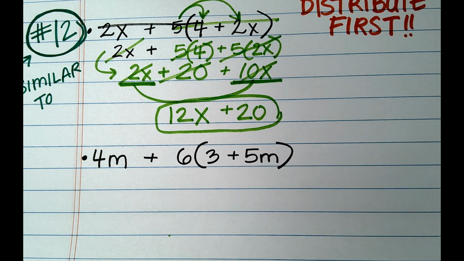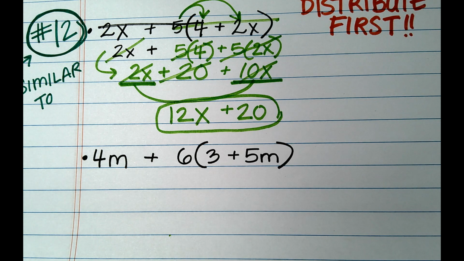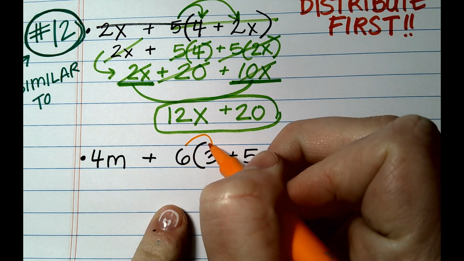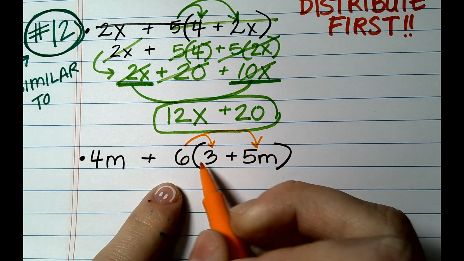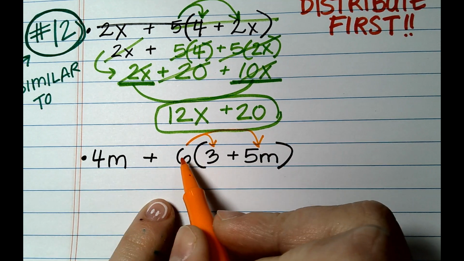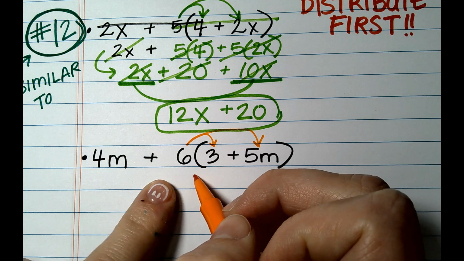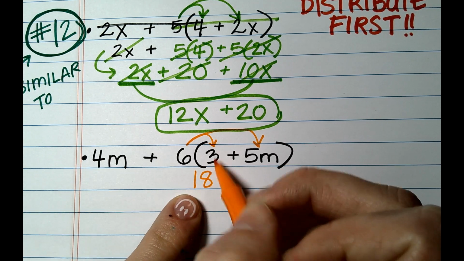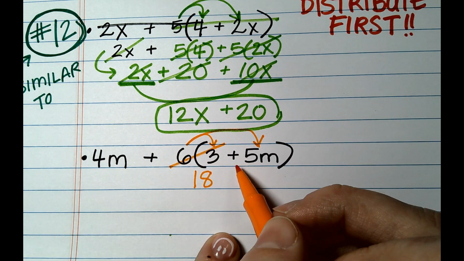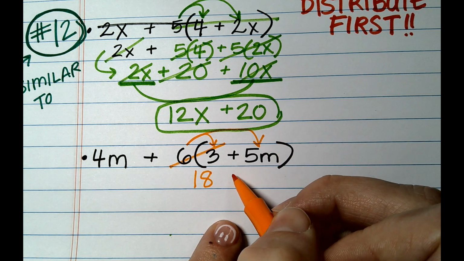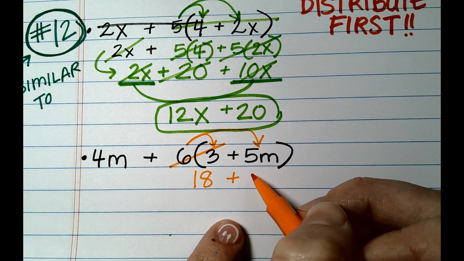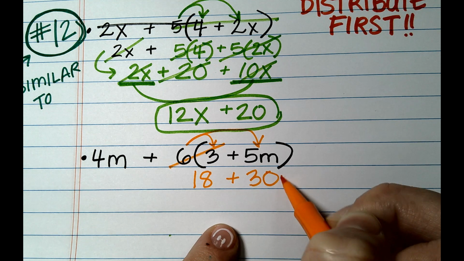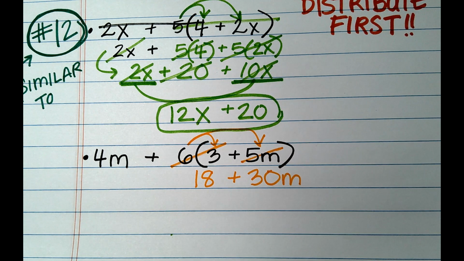Okay, so what should we do to begin? How do we start? Yes. 6 times 3 and 6 times 5m. So what is 6 times 3? 18. Done with that. What is 6 times 5m? 30m, right? Okay. Done with that.